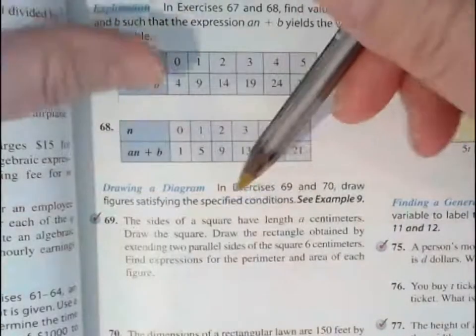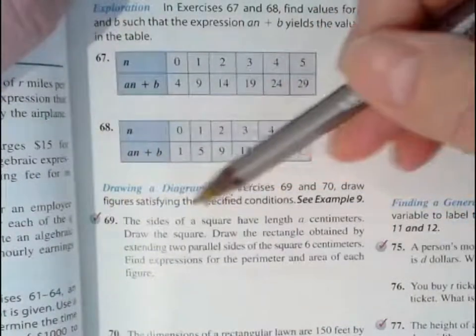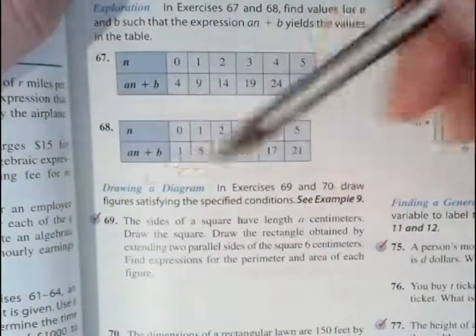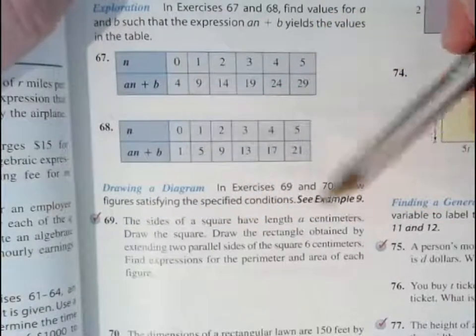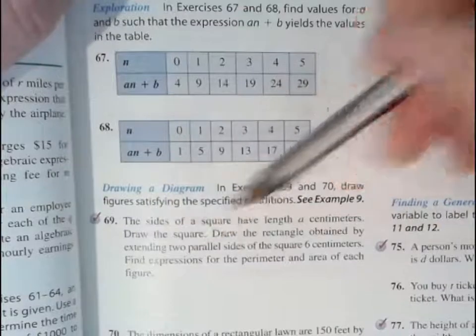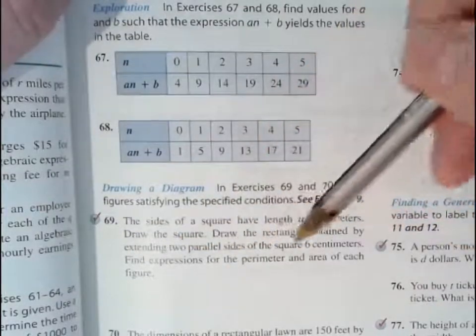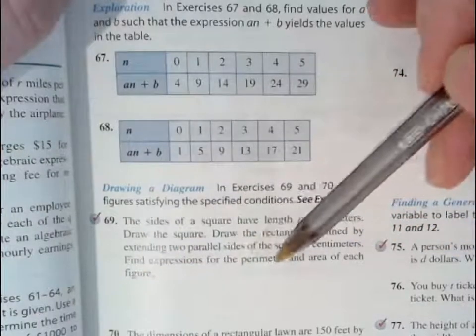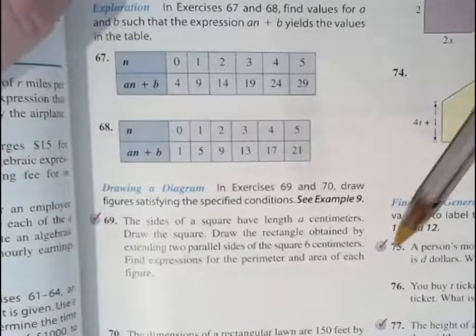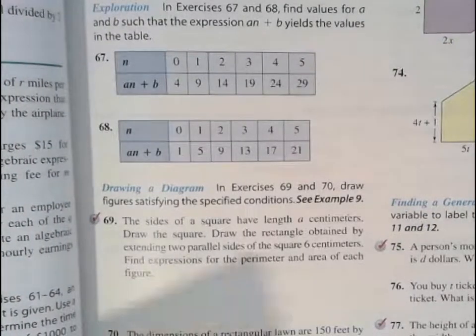Okay, so in exercises 69 and 70, draw figures satisfying the specific conditions. The sides of a square have length a centimeters. Draw the square. Draw the rectangle obtained by extending 2 parallel sides of the square 6 centimeters. Find expressions for the perimeter and area of each figure. Okay, so it sounds way more complicated than it is, as most of this stuff does, right?